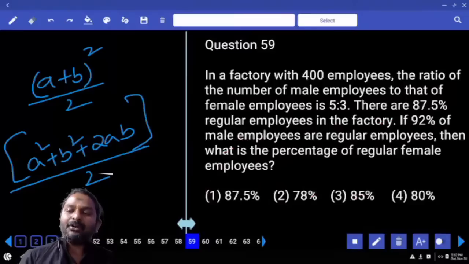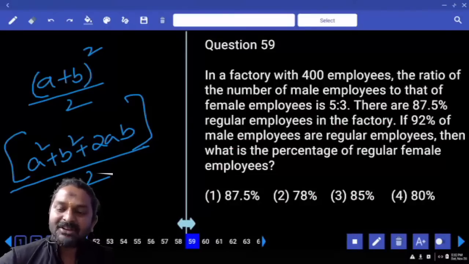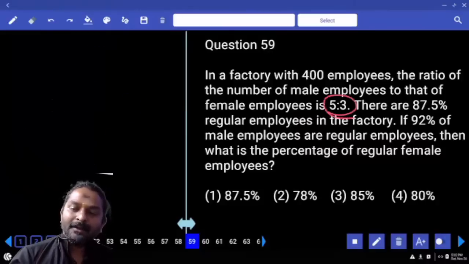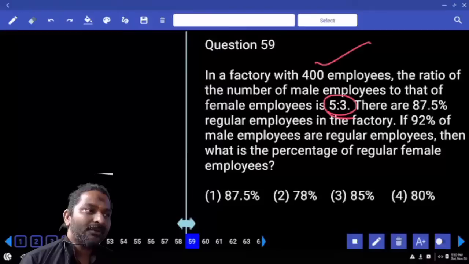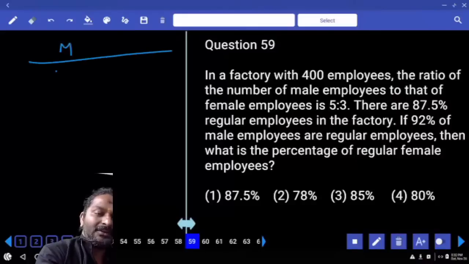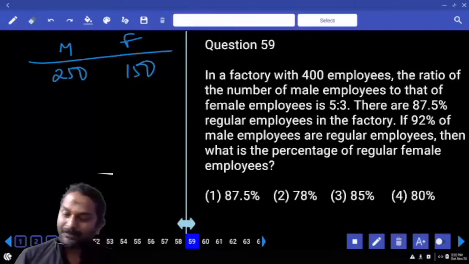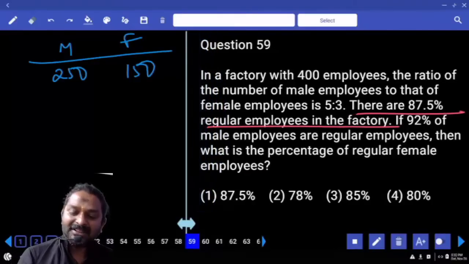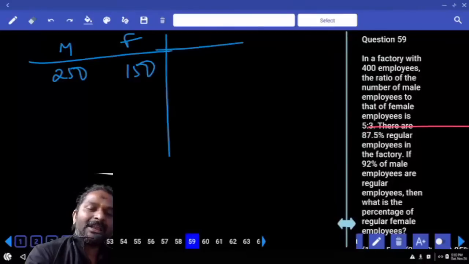In a factory with 400 employees, the ratio of number of male employees to female employees is 5:3. How many parts do we have? Which is equal to? One part is equal to? Come on. 50. Then males are 250, females are 150. There are 87.5% regular employees in the factory. What about total employees here?